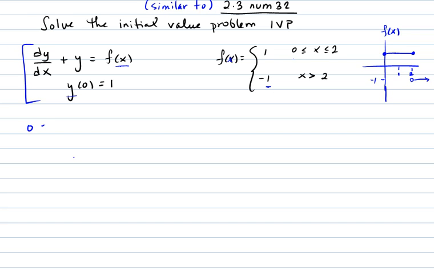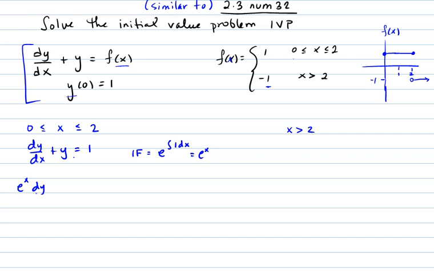So what we want to do is break this into two cases, when x is between 0 and 2, and then when x is bigger than 2. So we'll start with this case. When x is between 0 and 2, I know that f of x is 1. So then the problem I have to solve is dy dx plus y equals 1. This is a linear equation, so we'll go ahead and find the integrating factor, which is e to the integral of 1 dx, or e to the x.